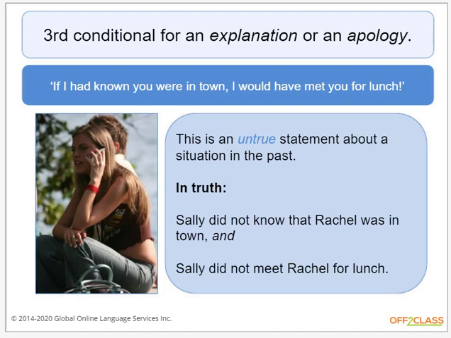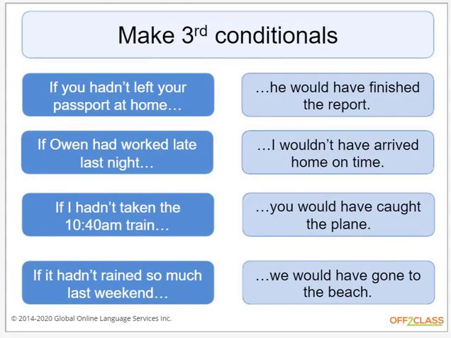Because she didn't know. Like, if I had known, I didn't know. Right? If I had known you were in town, I didn't know you were in town, I would have met you for lunch. I couldn't meet you for lunch. I did not meet you. Would have means I didn't. Remember, would mean, right? So make some third conditionals. Here are some more exercises for you to do.